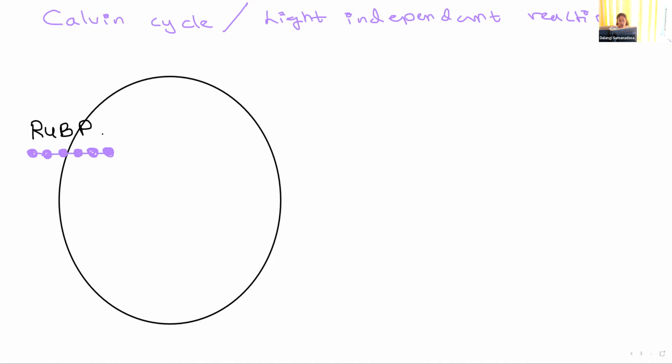So I have RuBP, a 5-carbon compound. And this 5-carbon RuBP is going to combine with the atmospheric carbon dioxide. Right, so let's draw the arrow towards the cycle, because carbon dioxide is coming into the Calvin cycle. So we're going to say carbon dioxide. Can you represent the carbon using a circle?